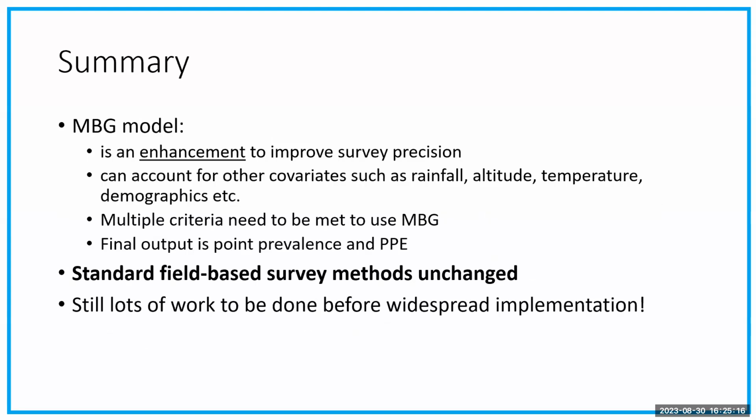So to summarise, the MBG model is an enhancement to improve survey precision. It can account for other covariates, such as rainfall, altitude, or temperature, for example, but multiple criteria need to be met to use MBG. And just to point out again, the final output is point prevalence and PPE. Standard field-based survey methods will remain unchanged, and as I've hopefully shown in this webinar, there's still a lot of work to be done before widespread implementation.